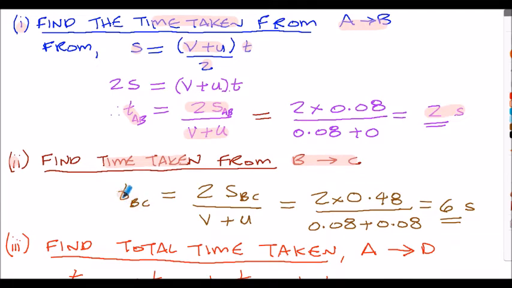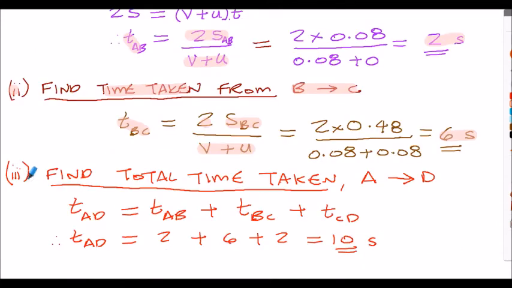This time I'm finding the time between B and C, so that's 2 multiplied by the distance travelled between B and C over the velocities V plus U. As this is the constant velocity phase, the velocities V plus U will be the same. My distance travelled is 0.48 meters. So evaluating from the formula, I get 6 seconds for the constant velocity phase.